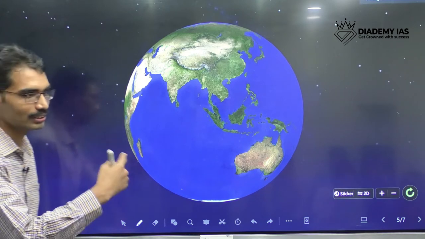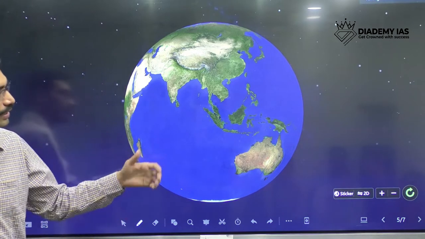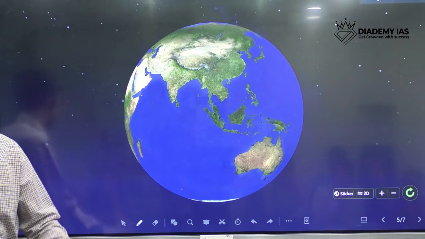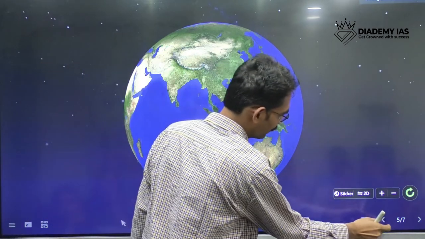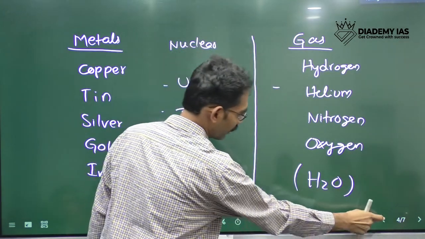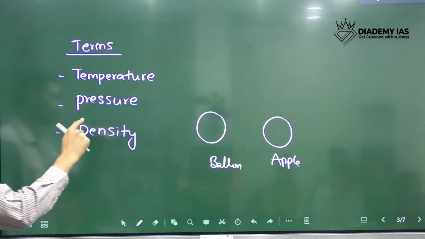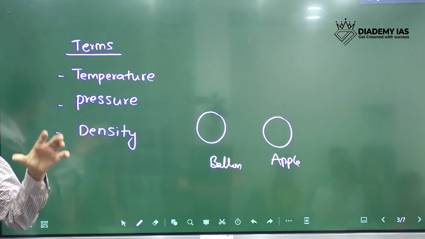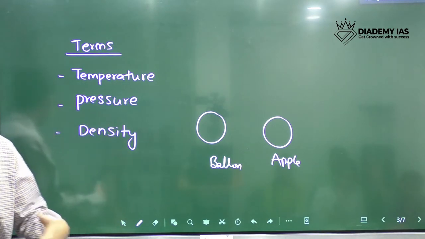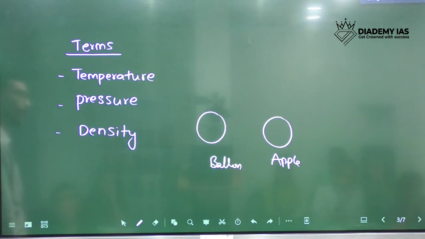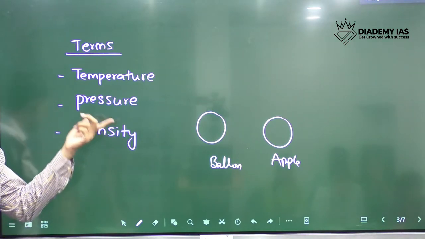Because of rotation and revolution, these gases are getting converted into different materials. Because of temperature and pressure, when a lot of temperature and a lot of pressure is applied on the material, the composition of the material itself is converting. So far okay?